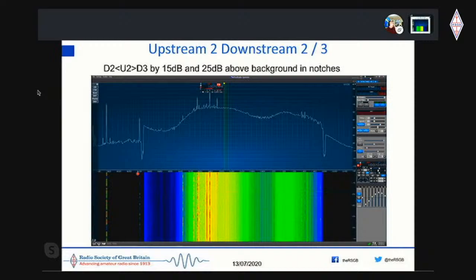This is a spectrum at the top and a waterfall at the bottom. It's actually covering the top end of downstream 2 band, the bottom end of downstream 3 band, and all of upstream 2. Now, what we need to look for are these dips. And the important level is the bottom of those dips, because in the transition or guard bands, there is no VDSL transmission. So if VDSL was not there, your noise floor would be down here and not 30 to 40 dBs higher up here.